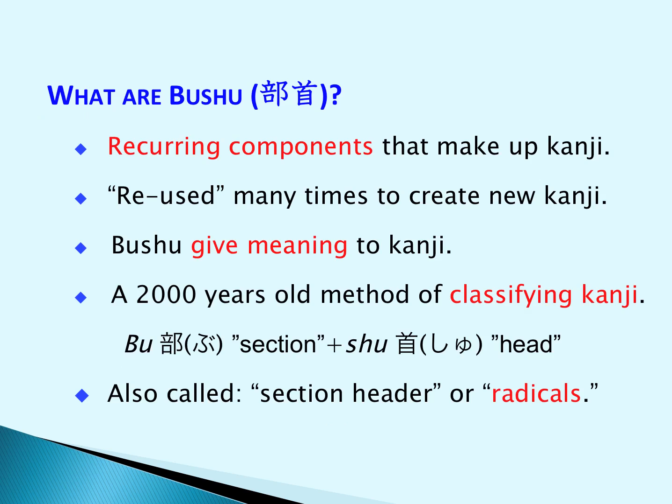Bushu are recurring components that make up kanji. Different parts of old kanji were reused many times to create new kanji. Bushu generally give meaning to kanji, while other components may give pronunciation. Bushu are a 2,000-year-old method of classifying kanji by their components. It has been used as a reference index since then. Bu means section, and shu means head, and in English it's called a section header. We also call these fragments of kanji radicals in English, in the tradition of Latin study.